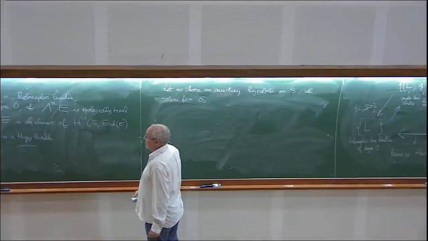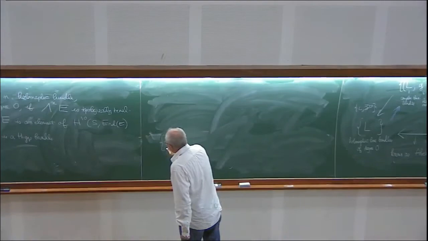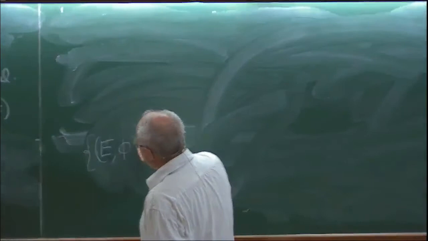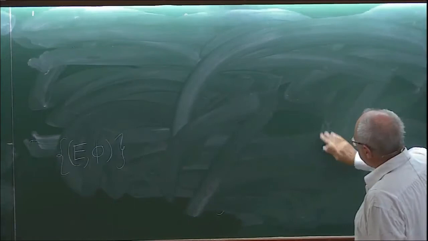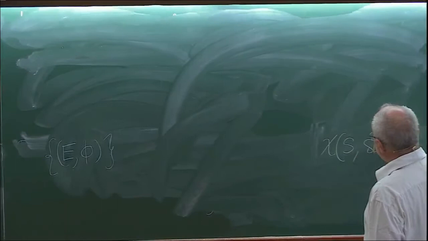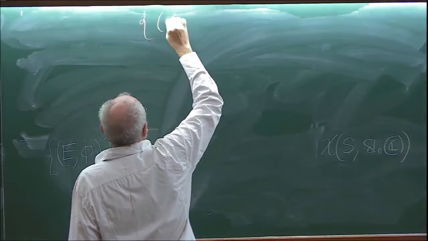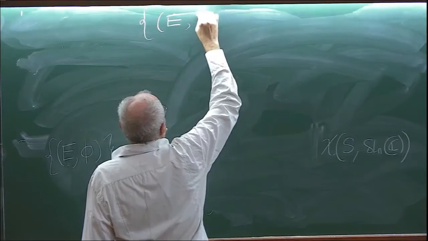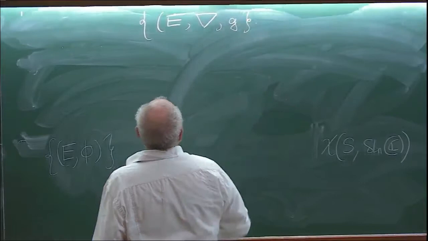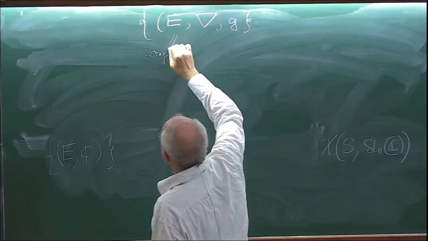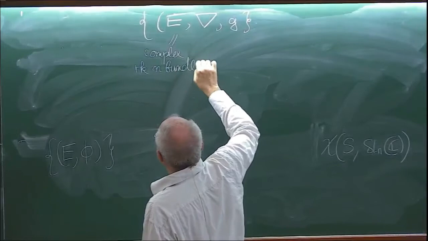So I'm going to have my triangle again. I have the space of Higgs bundles, the pairs (E, phi), and here I have my space of representations of pi_1(S) with values in SL(N, C). And here I have my object. I have to define lots of things. It's a triple where you have E, nabla, and G. So what are all these objects? This is a complex rank N bundle. I forgot about the holomorphic structure here.